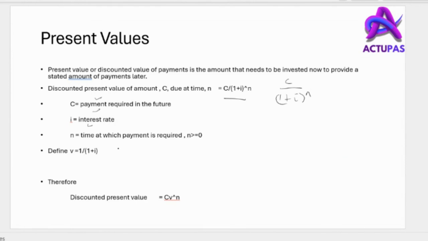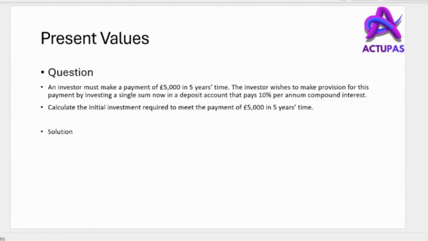And we can define v to be 1 over 1 plus i, which gets the present value formula, C over 1 plus i to the power n, is equal to C times 1 over 1 plus i to the power n. And knowing that v is 1 over 1 plus i, this becomes C v to the power n. That's the discounted present value formula. So let's now do a question. An investor must make a payment of 5,000 in 5 years' time.